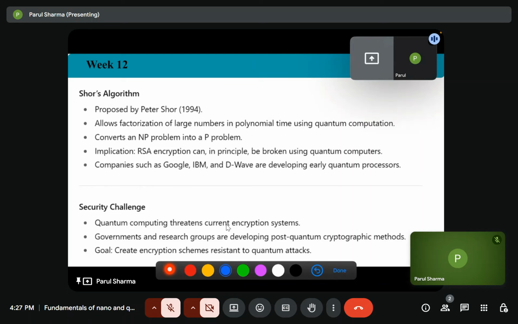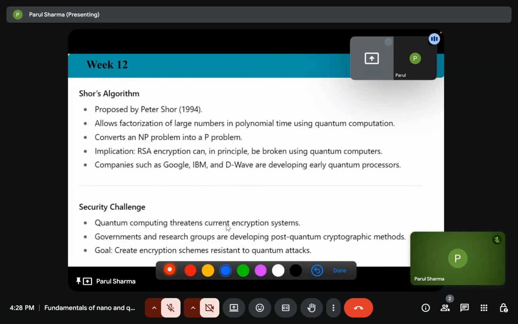So there was Shor's algorithm, which was proposed by Peter Shor in 1994, which allows the factorization of large numbers in polynomial time using the quantum computer. So that will convert an NP problem into a P problem. So what is the implication of it?